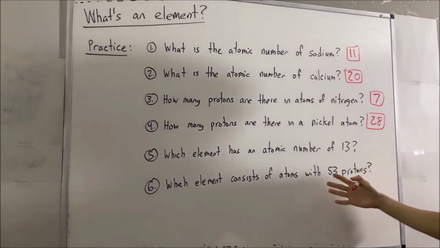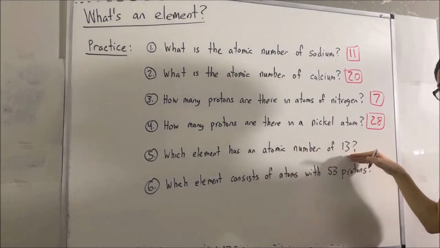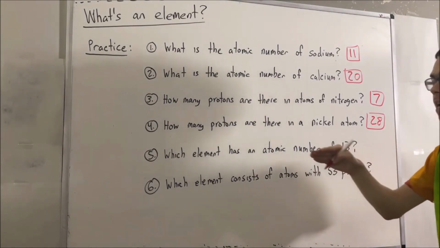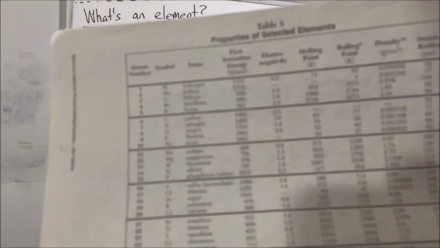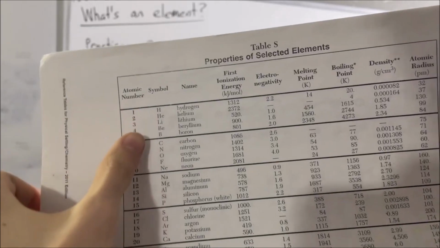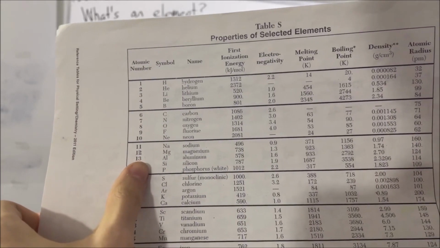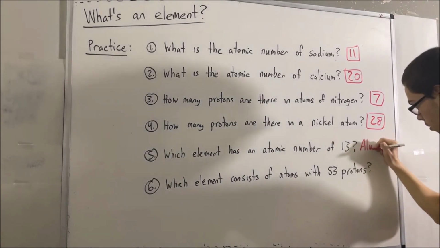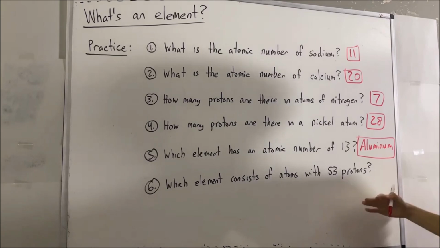Okay, question 5. Which element has an atomic number of 13? So to answer this problem, we're again going to go to table S, and we're going to look for the atomic number of 13. So here's table S, and we're looking under the atomic number column, and we look for 13, right? It's right there. And if we read off the element name, we see the element is aluminum. So the answer is aluminum.